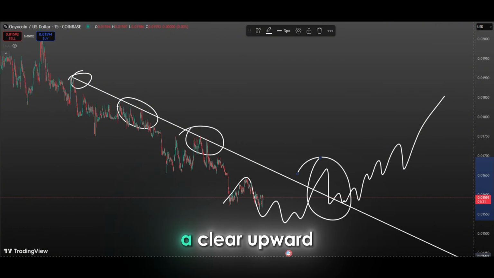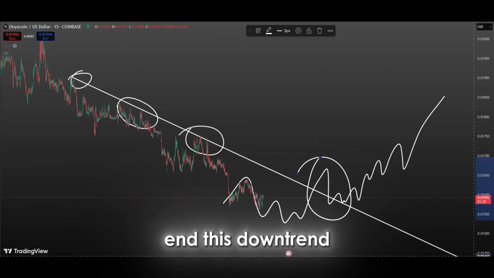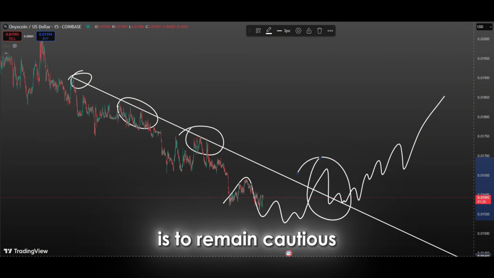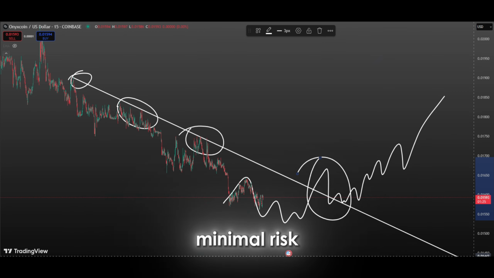Therefore, a clear upward break of this strong falling trend line is essential for the price to end this downtrend completely and start a new uptrend. Until this breakout occurs, the best strategy is to remain cautious, manage positions with minimal risk, and wait for more solid confirmations.